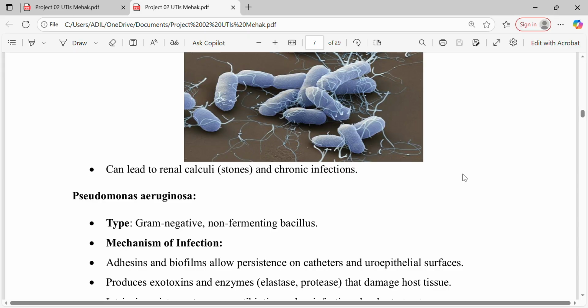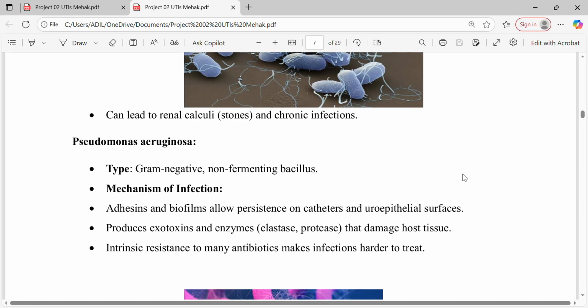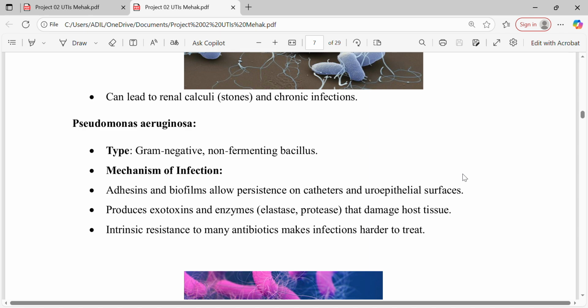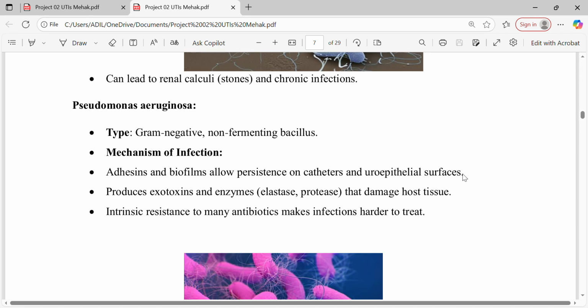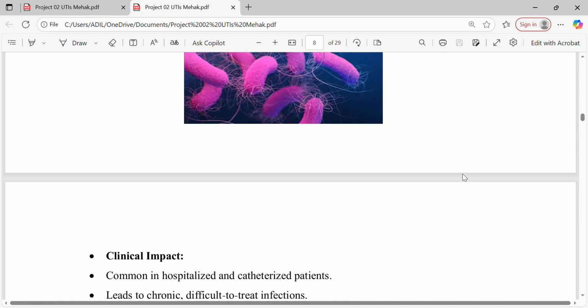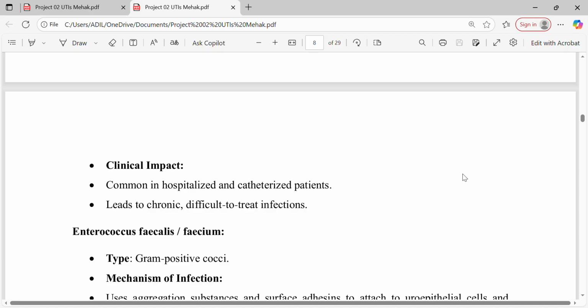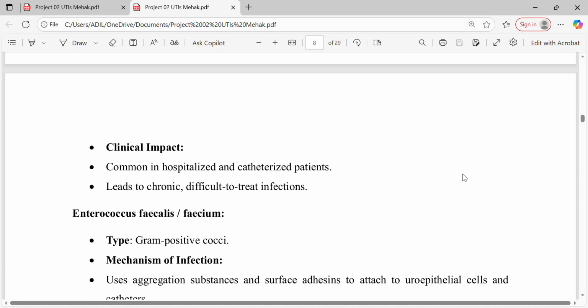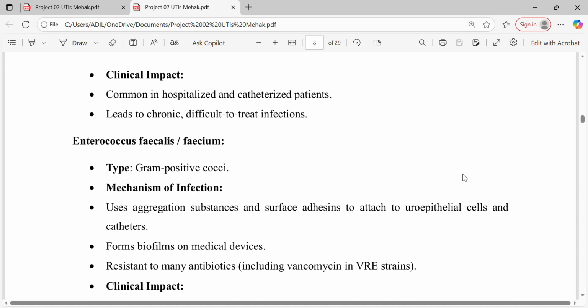Pseudomonas aeruginosa. Type: gram-negative non-fermenting bacillus. Mechanism of infection: adhesins and biofilms allow persistence on catheters and uroepithelial surfaces. It produces exotoxins and enzymes that damage host tissue. Intrinsic resistance to many antibiotics makes infection harder to treat. Clinical impact: common in hospitalized and catheterized patients, leads to chronic, difficult-to-treat infections.